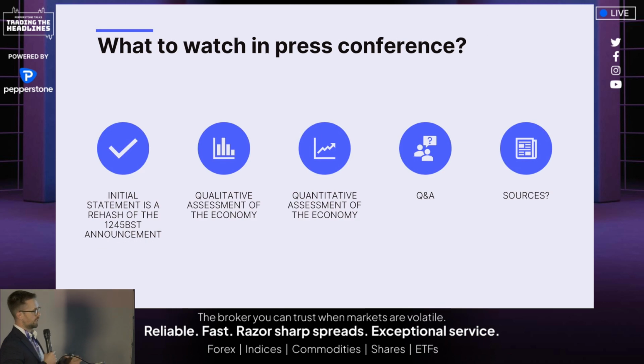So when the fun at 12:45 is all over, you then have the joy of sitting through the press conference with Christine Lagarde. So in terms of the choreography of that, the initial part is the rehash of the statement, what we saw at 12:45. So make sure you have that down pat, make sure you have a clear idea of what's happened. You then have a qualitative assessment of the economy, their description of what's been going on. Then in this one, you have the quantitative assessment of the economy, which is basically their macro projections.